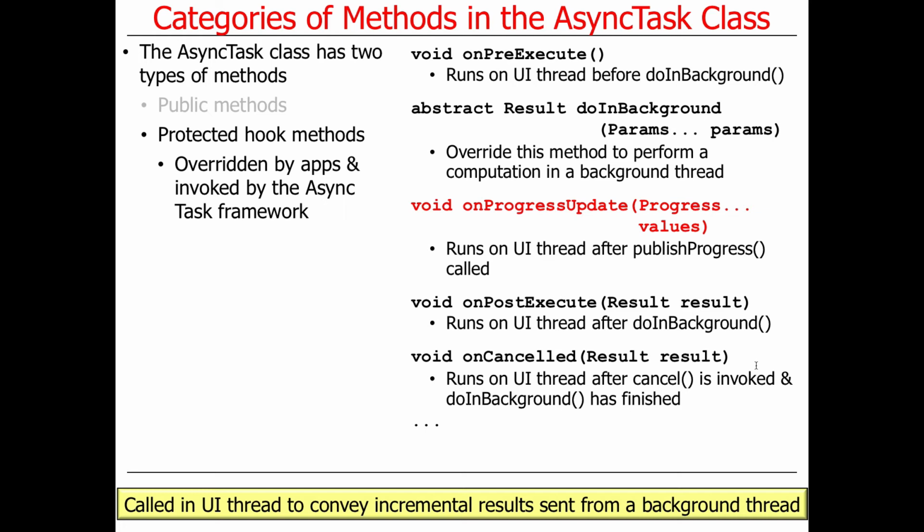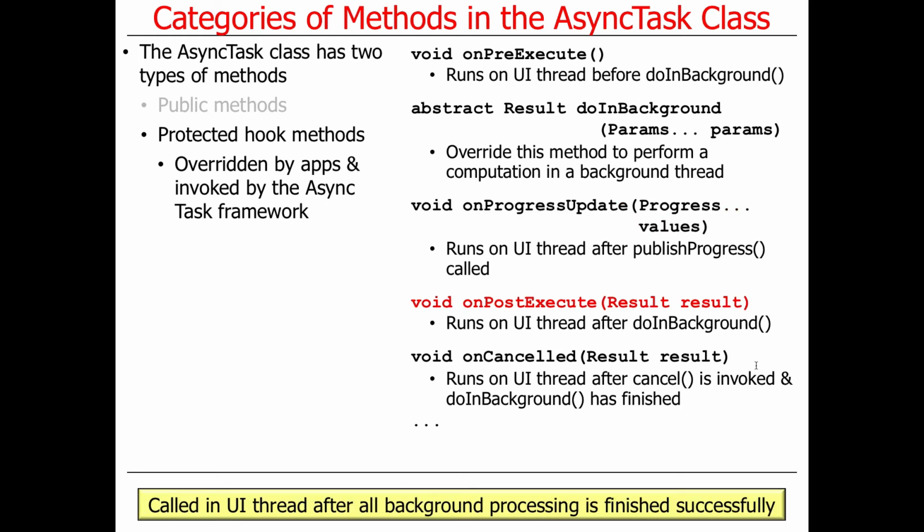And you often use this to convey incremental results. Like let's say you're downloading a large file and you want to be able to give someone a progress bar that shows how far along you're going. So you're running in the background, downloading a chunk of the file, downloading a chunk of the file, downloading a chunk of the file. After every chunk has been downloaded, you can say publish progress and give a percentage of completion integer that will then be sent over to the UI thread, and in the onProgressUpdate method, you could update the progress bar to indicate how far along you are. So that's what you could do with that.